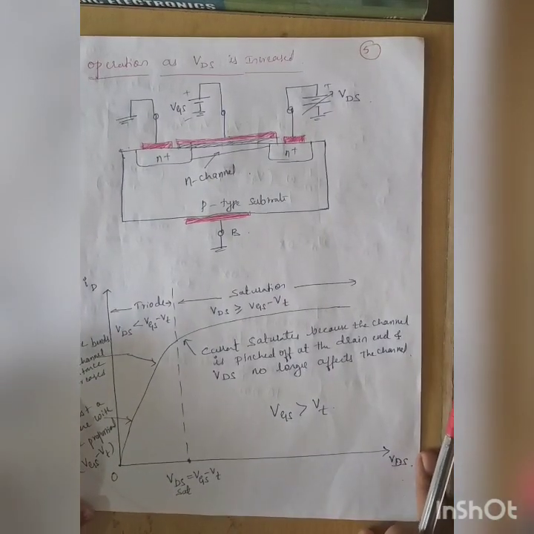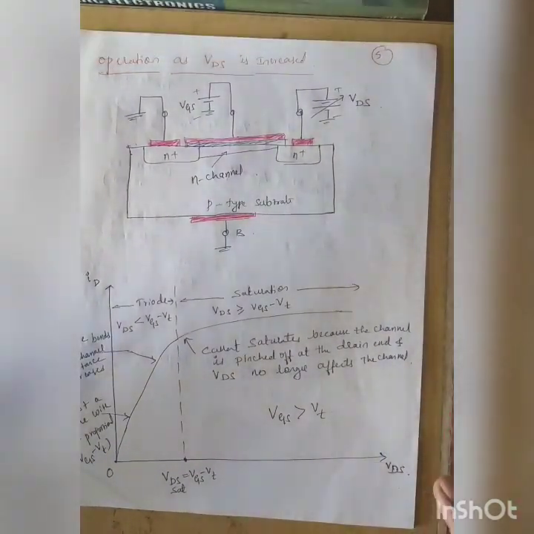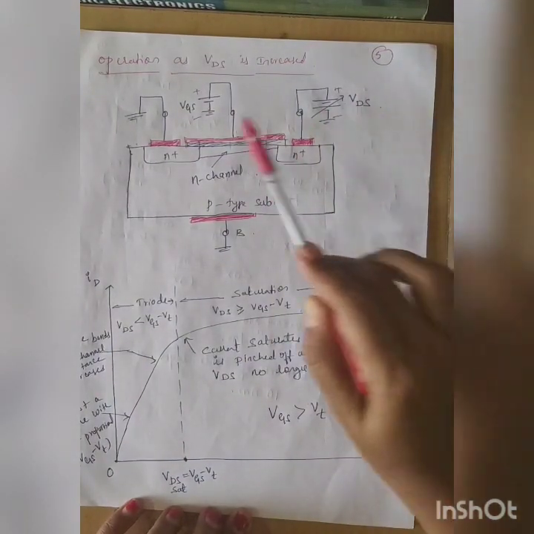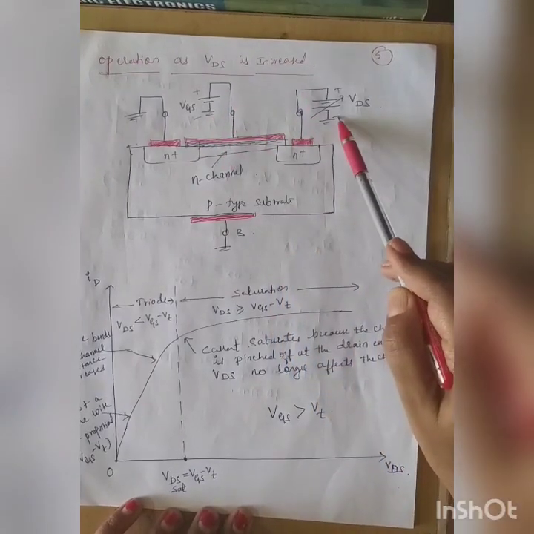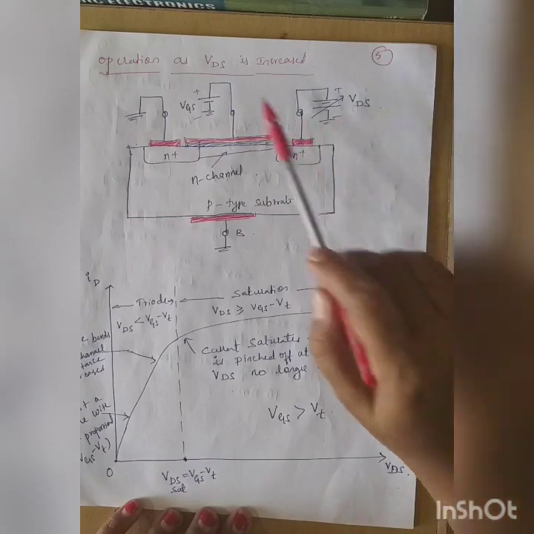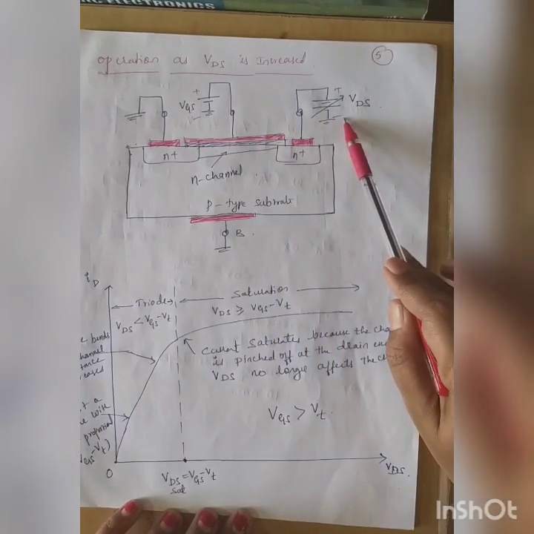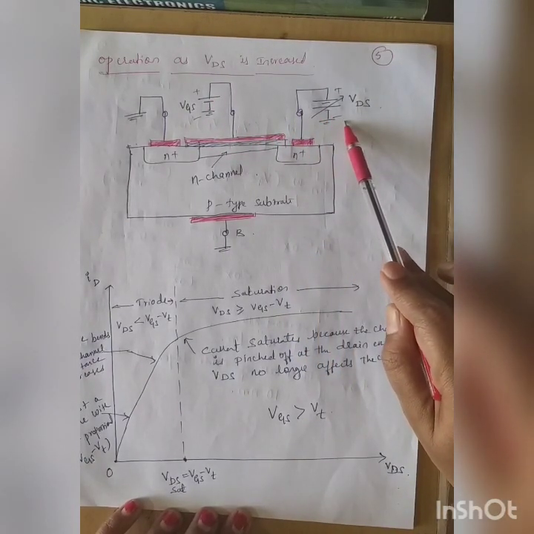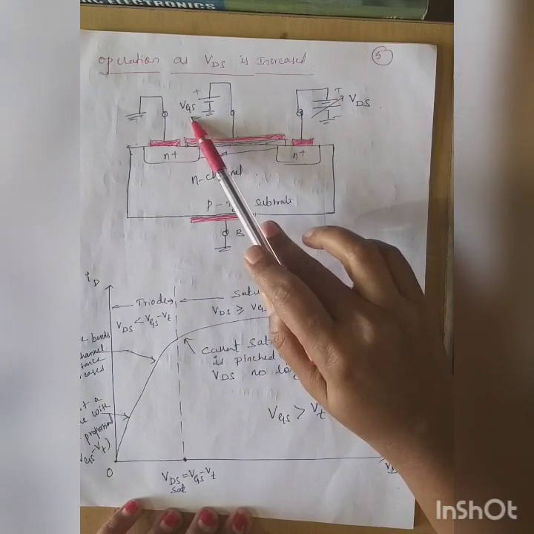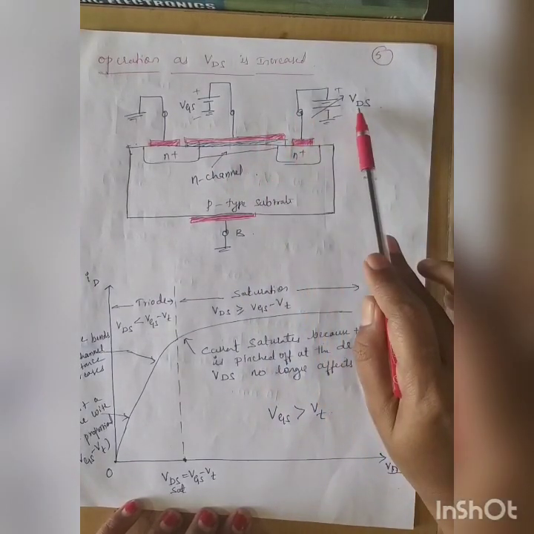Okay, so now we go for the next case. We are going to study the next case when we make VDS variable. Now we will fix VGS, and now we go on varying VDS and see what happens. So as I said, we are going to fix VGS and then vary VDS. What happens when VGS is greater than VT? The channel is formed already, and some VDS is applied.